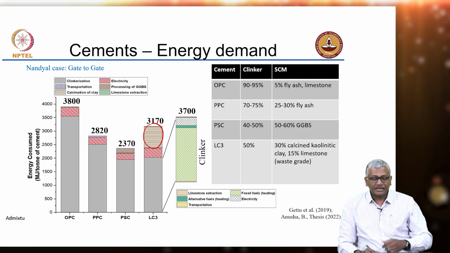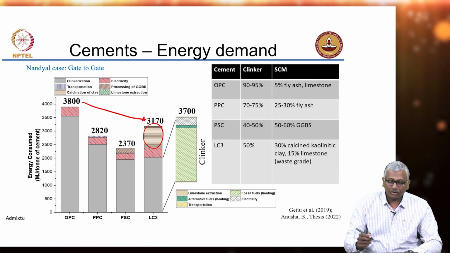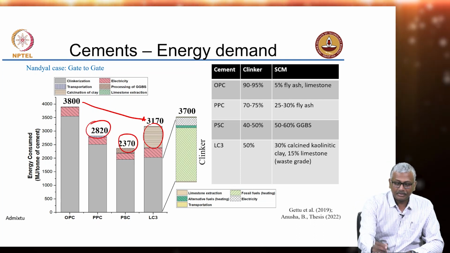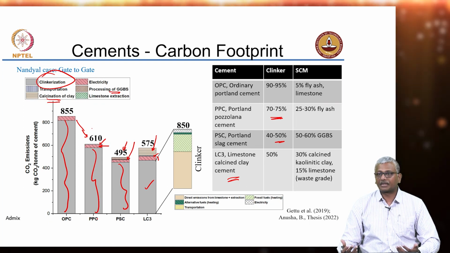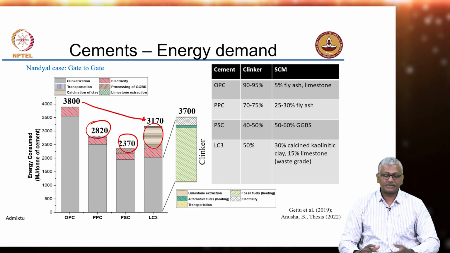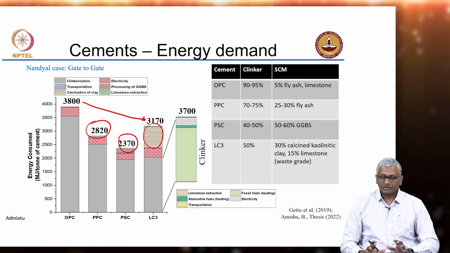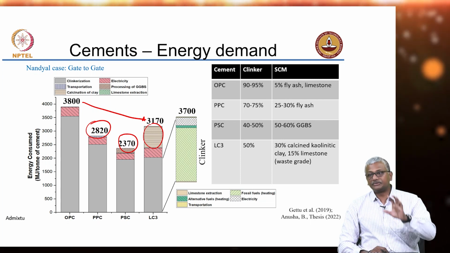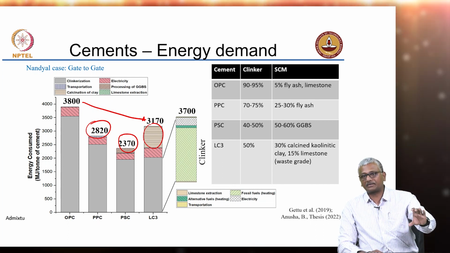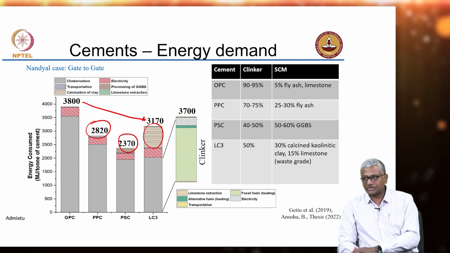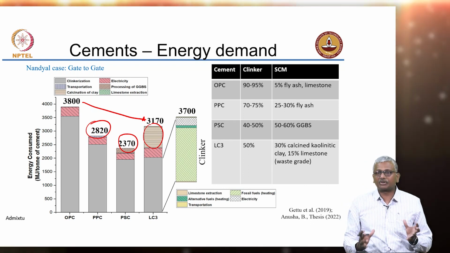So, there, even though the system is still better as compared to OPC, you are not really matching with your PSC or PPC. In CO2 emissions, it was even better than PPC, but in energy, it is higher than PPC. Okay. So, the part to remember is that your clinkerization process is leading to maximal impact in terms of CO2 and energy. All other processes are only minimal. So, clinkerization, if you can do something.